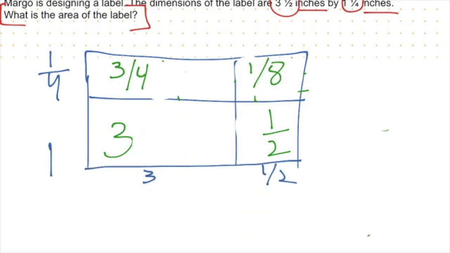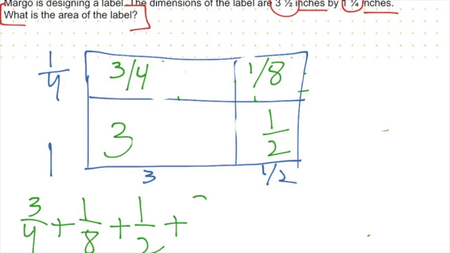Okay, welcome back. So what you should have found for each individual box area is 3/4, 3, 1/8, and 1/2. And now our next step is we are going to add all of those individual areas. So let's add, we have 3/4 plus 1/8 plus 1/2 plus 3. And what does that equal?